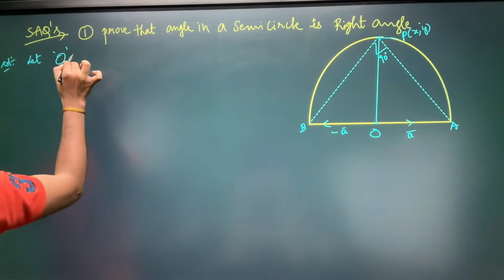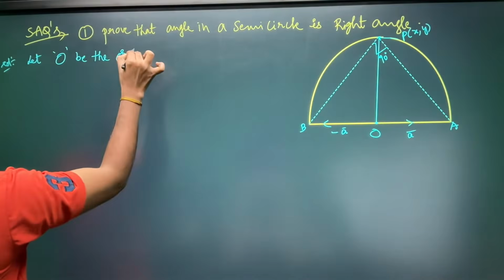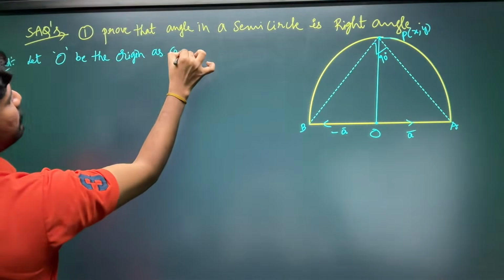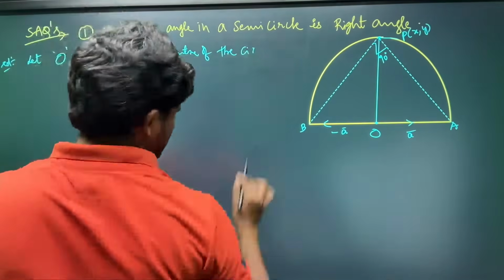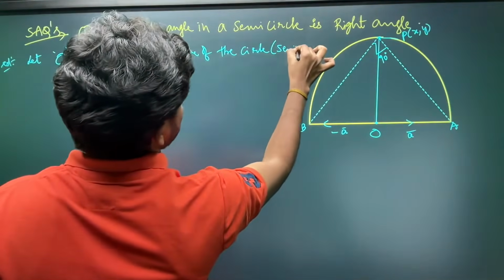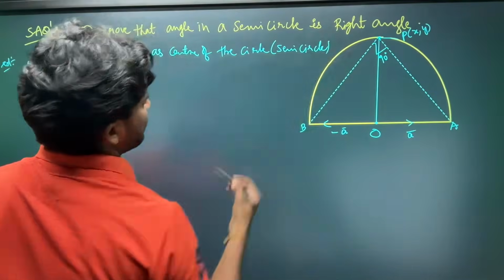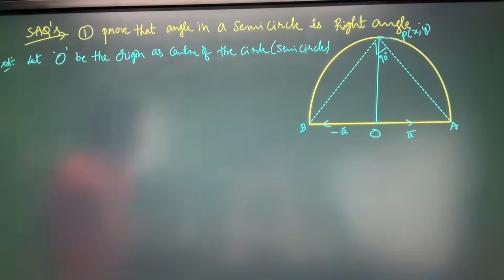Now, given: let O be the origin as center of the circle, semicircle. Center of the circle, semicircle. Therefore, O be the origin, and that origin we take as the center.